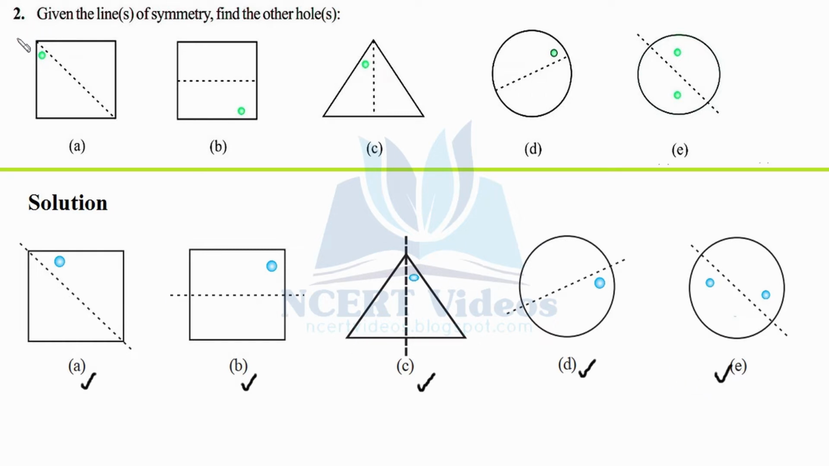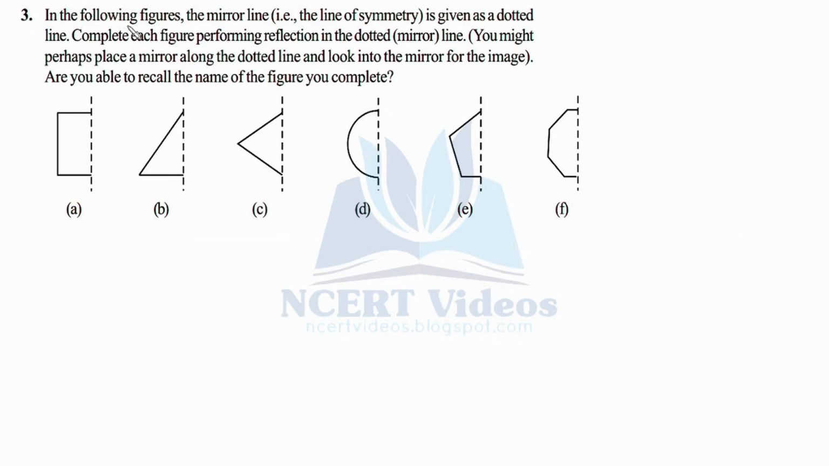And that is second. Question third. In the following figures, the mirror line, that is the line of symmetry, is given as a dotted line.